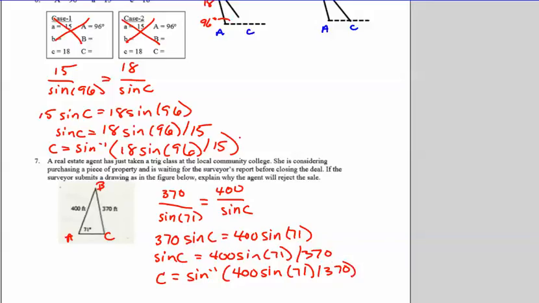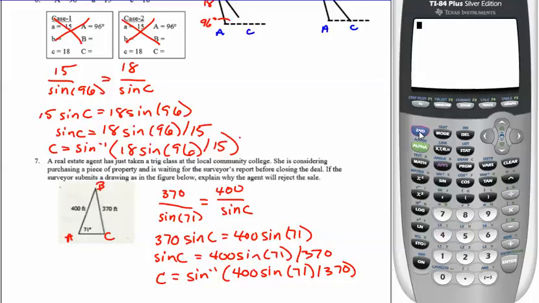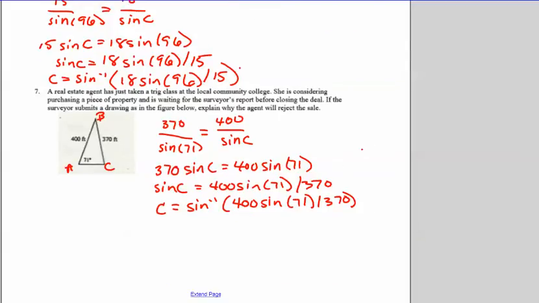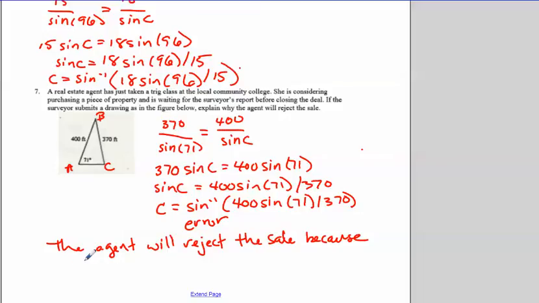Okay, so let's type that in and see if our suspicions come true. Remember to close your parentheses. Okay, and the error there tells us that it is impossible to have a triangle with these dimensions. So it says explain why the agent will reject the sale. Let's write that this gave us an error, and the agent will reject the sale because the surveyor made a mistake. There are no triangles with these dimensions.